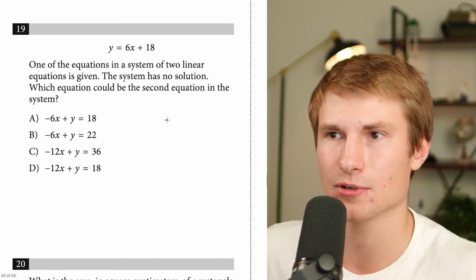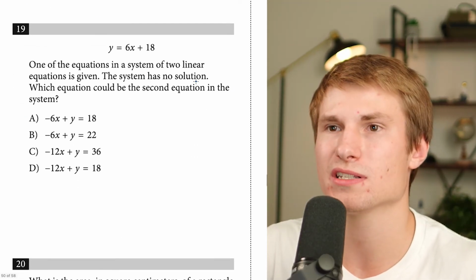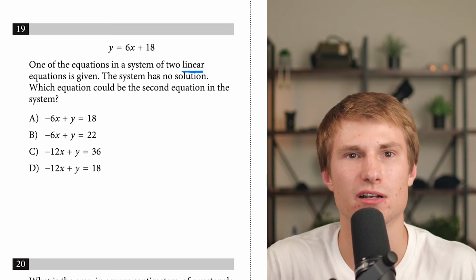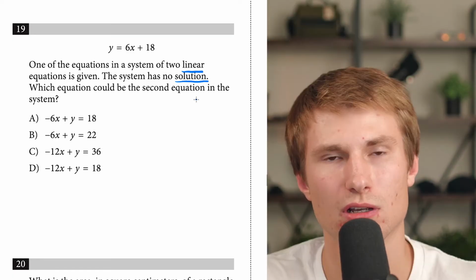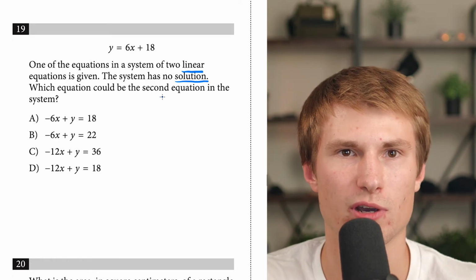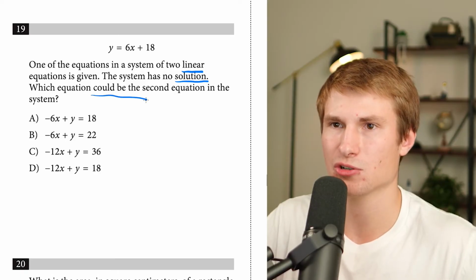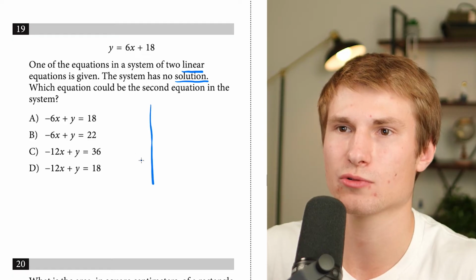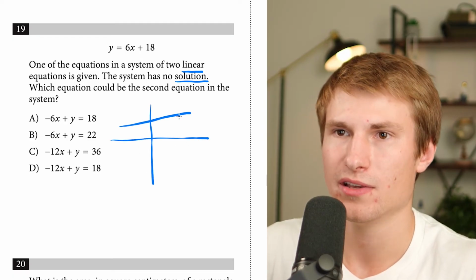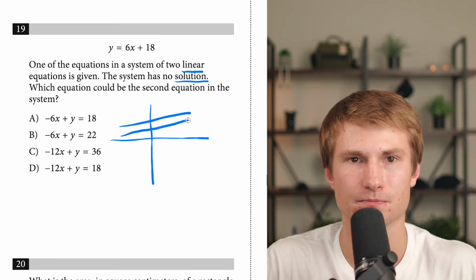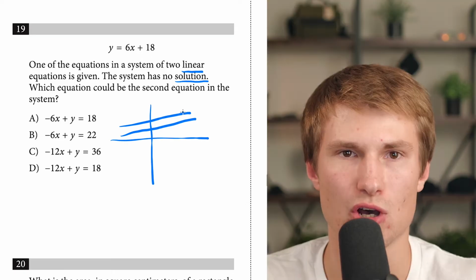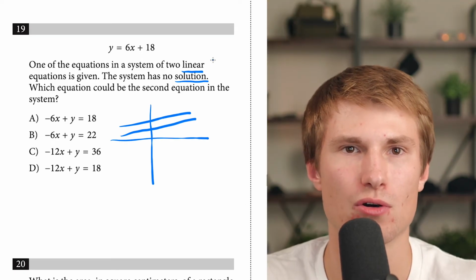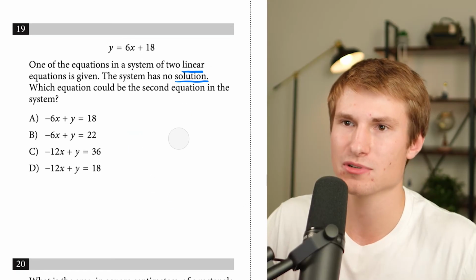All right, here's 19. One of the equations in a system of two linear equations, okay, so two linear equations, the system has no solution. I'll quickly go over what that means. We're asked which equation could be the second equation. So if you have two linear equations, I'll just quickly draw this out in the XY plane, and if there's no solution, they must have the same slope but different y-intercepts. That's the only way there can be no solution. So we're looking for same slope, different y-intercepts.